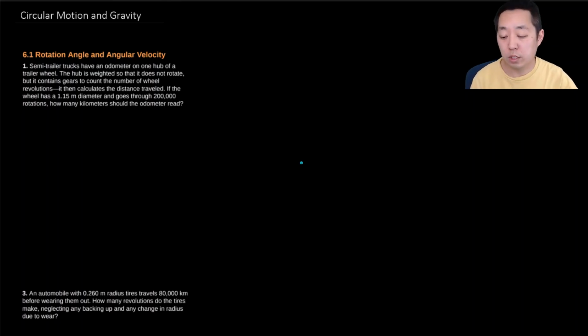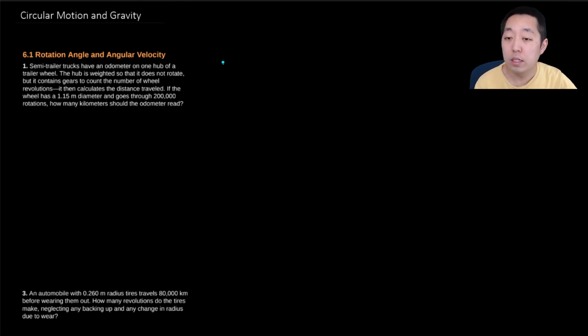So now we're going to be getting into circular motion and gravity. And so we're going to start with the first question here. Semi-trailer trucks have an odometer on one hub of a trailer wheel. The hub is weighted so that it does not rotate, but it contains gears to count the number of wheel revolutions. It calculates the distance traveled.